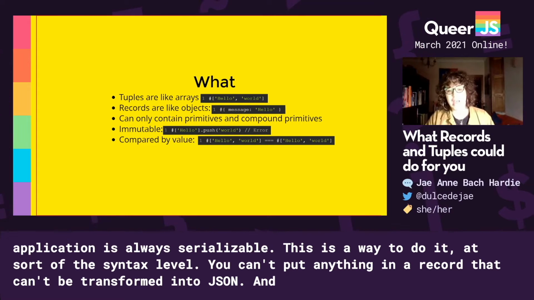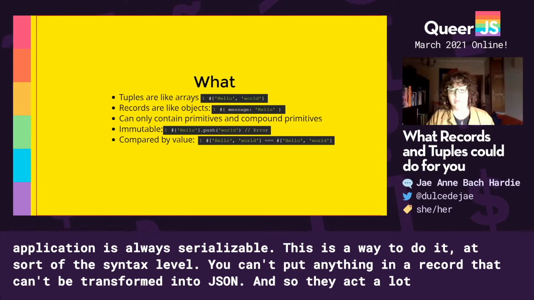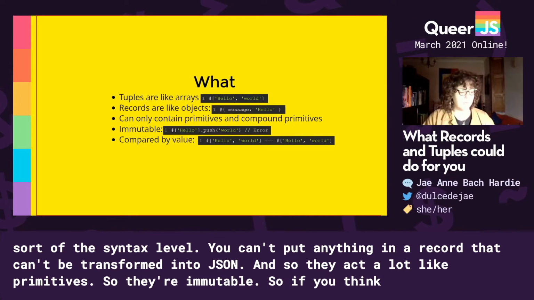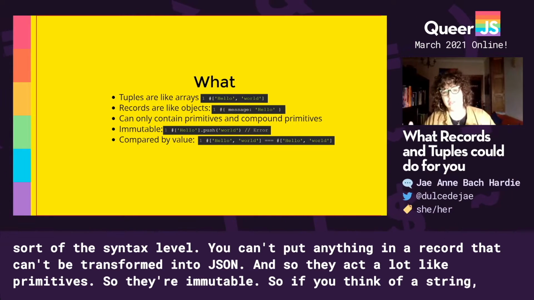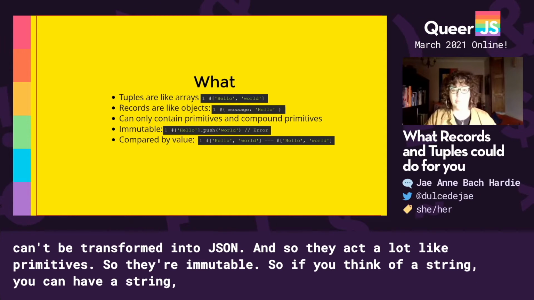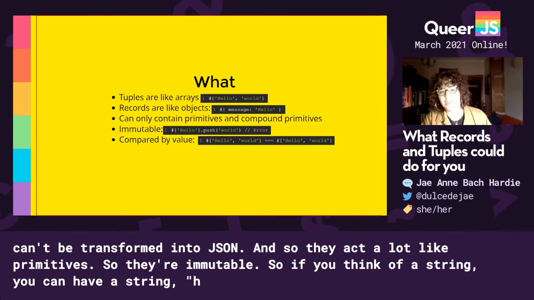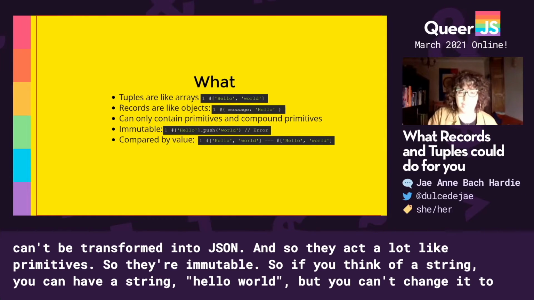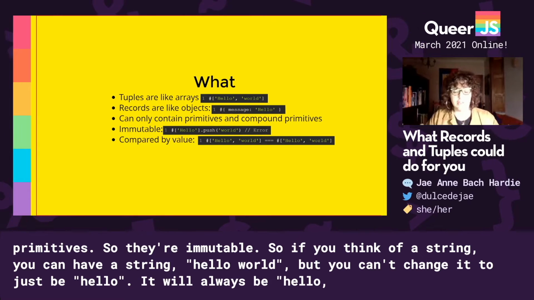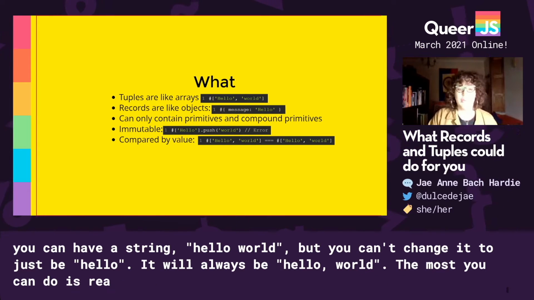And so they act a lot like primitives. They're immutable. If you think of a string, you can have a string hello world, but you can't then change it to just be hello. It will always be hello world. The most you can do is reassign a different string to the same variable.